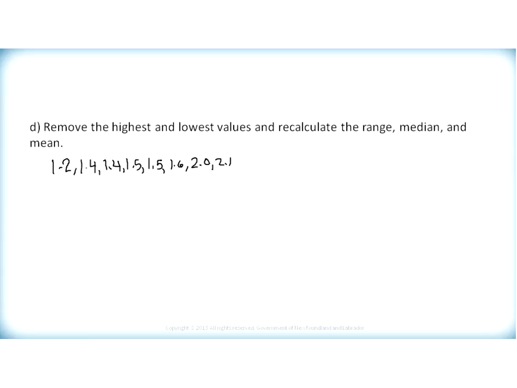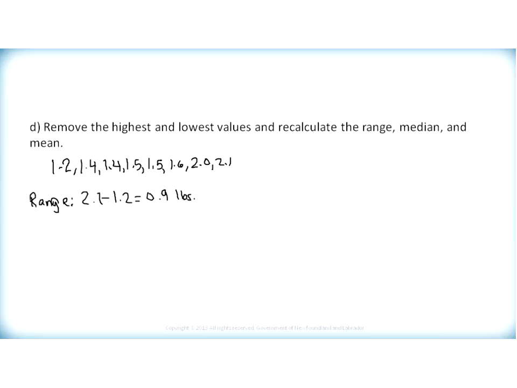Whenever I'm doing a trimmed mean, I have to remove the highest and lowest together. I have to be fair to both ends of my data here. So these are my new values. My range now is from 2.1 down to 1.2, which gives me a range of 0.9 pounds. So the greatest difference between my lobsters now is only 0.9 pounds as opposed to 3 pounds originally.